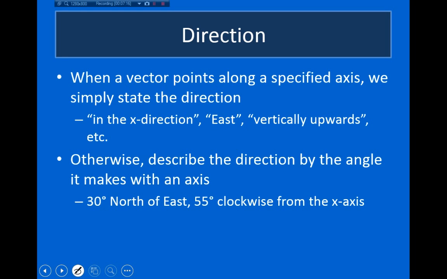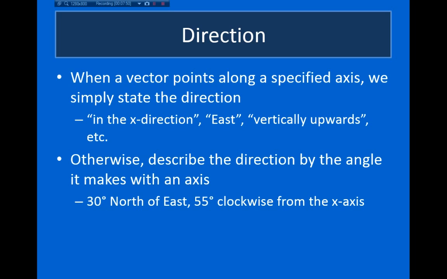So now how do we calculate the direction of a vector? Well, if we're lucky, a vector might point along a coordinate direction. So for example, if the vector points in the x direction or the east direction, all we have to say is that it's 5 meters east, or so many meters per second vertically upwards. But most of the time a vector isn't going to point along the coordinate direction. It's probably going to be somewhere in between. So how do we handle something like that?